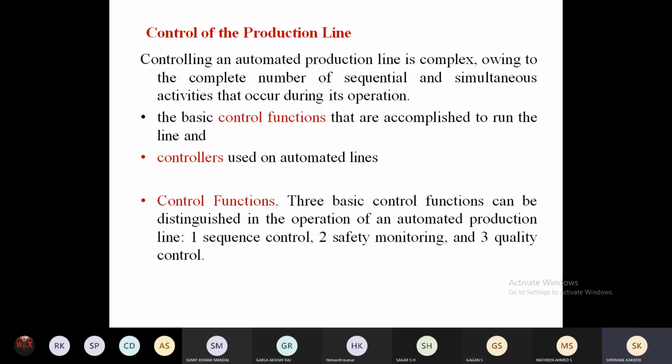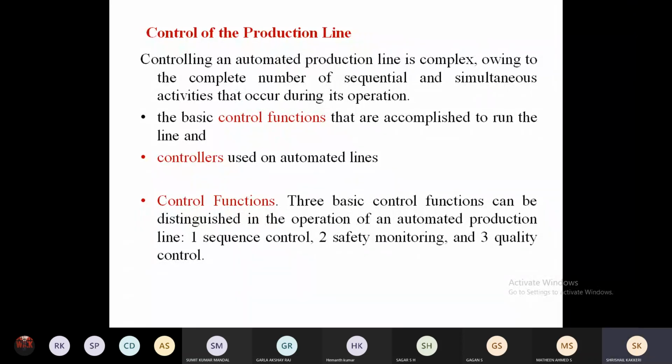In such cases, a controlling system of a production line plays a vital role. The basic function of this control of production line is to control the functions and controllers. There are two important operations: control functions and controllers. Okay, and what are these control functions? There are three basic control functions often used in the industries: sequential control, safety monitoring, and quality control.